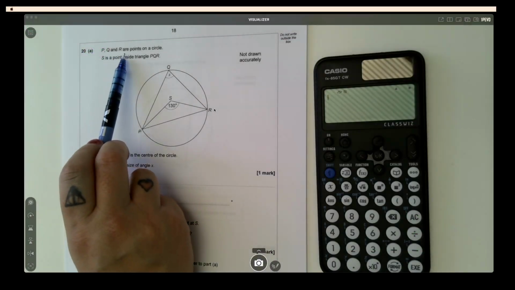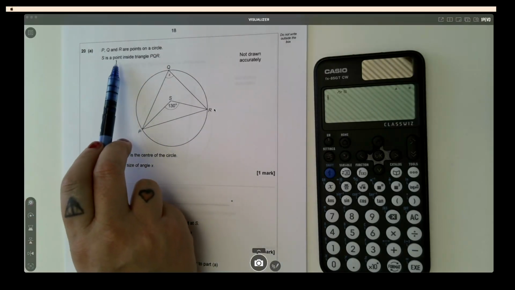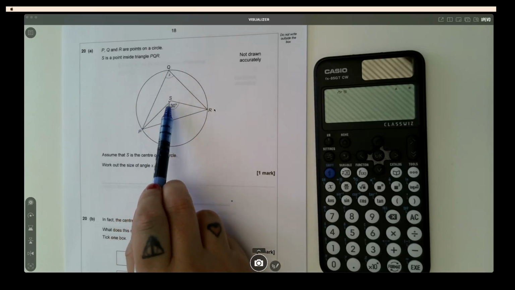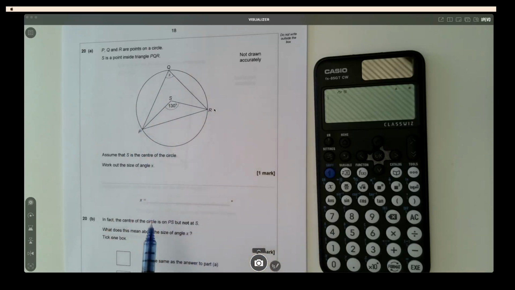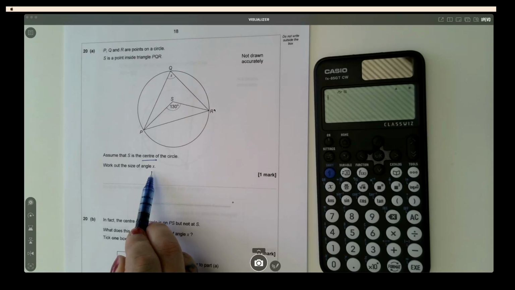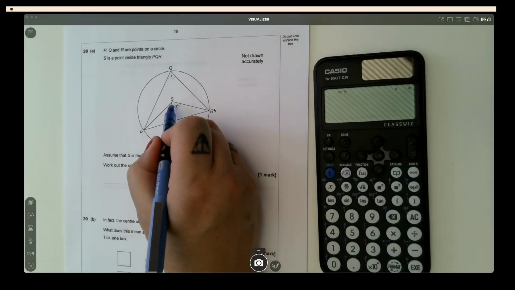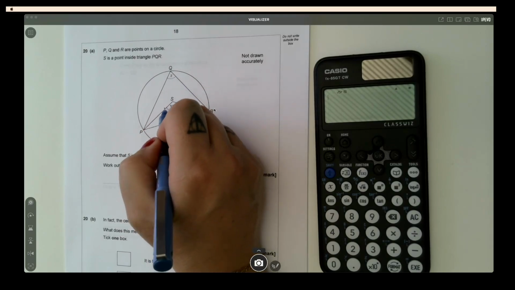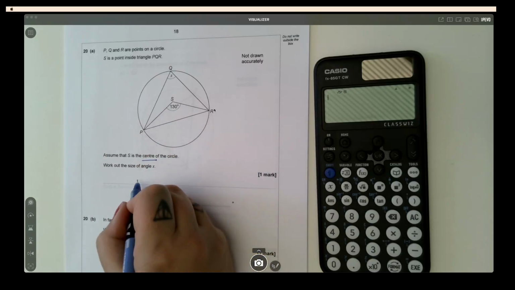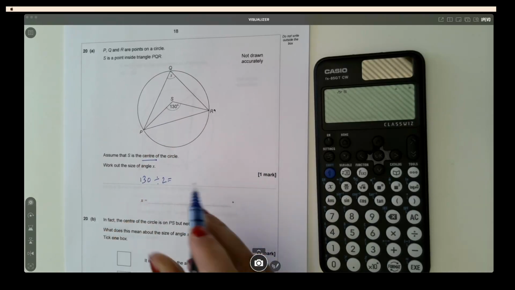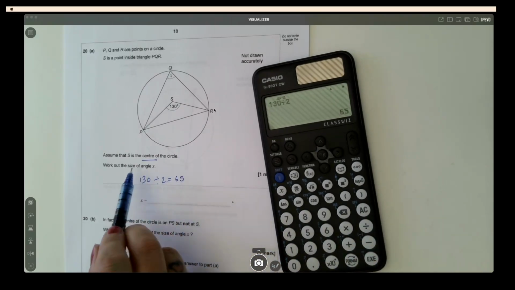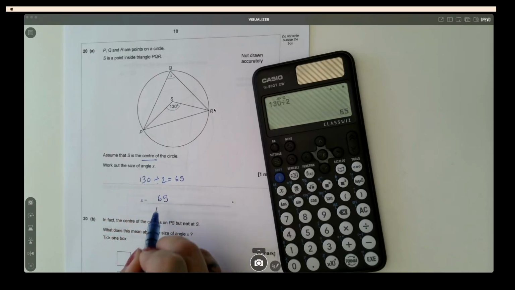20A. P, Q and R are points on a circle. S is a point inside triangle PQR. S is that point there inside this triangle. Assume that S is the centre of the circle. Work out the size of the angle X. So this is circle theorems. If S is the centre of the circle, then the angle at the circumference X should be half of this angle at the centre. So 130 divided by 2 is 65 degrees. So, assuming that S is the centre, we can say that X is 65 degrees.